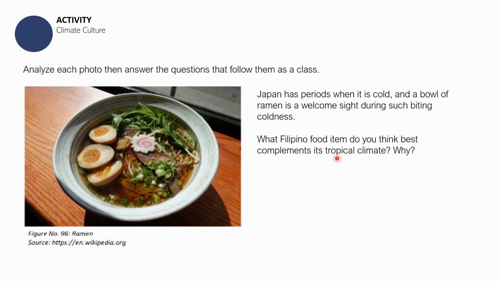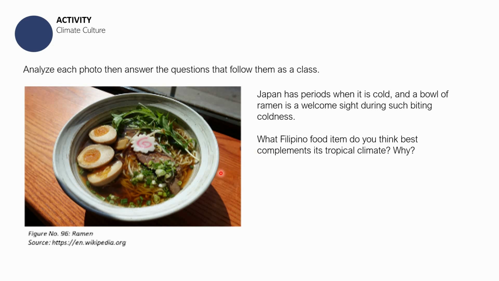So tell me, anong Filipino food item do you think best complements our tropical climate, and why do you think so? Sige, kahit di kita naririnig. Sagutin mo tong question na to. Because admit it or not, our climate, it affected the way we live, no?